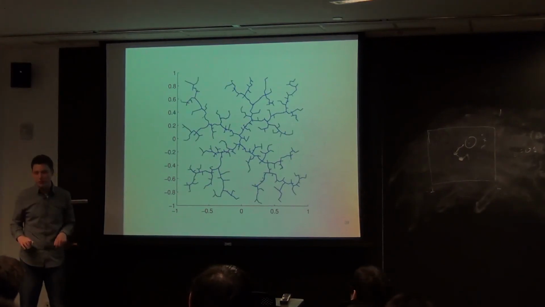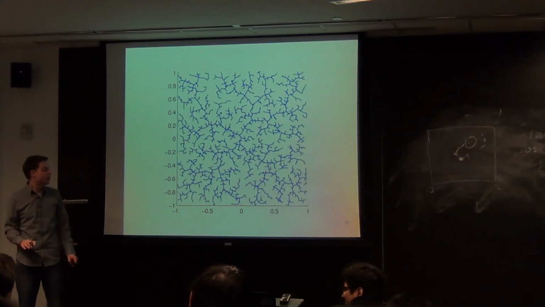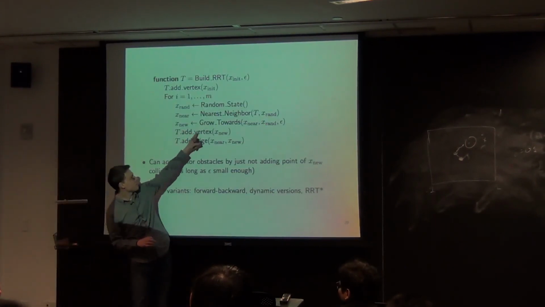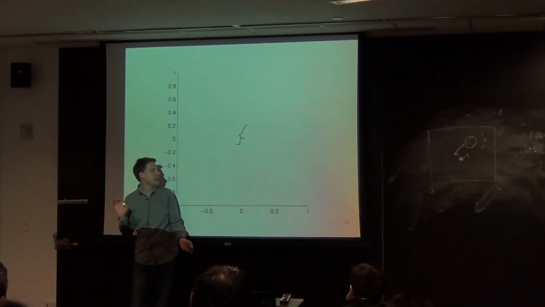You'll code it for the homework. So this is really, really simple. There's no geometry here at all. It is just select the state, move towards that state, and that's it. And it does stuff like this.